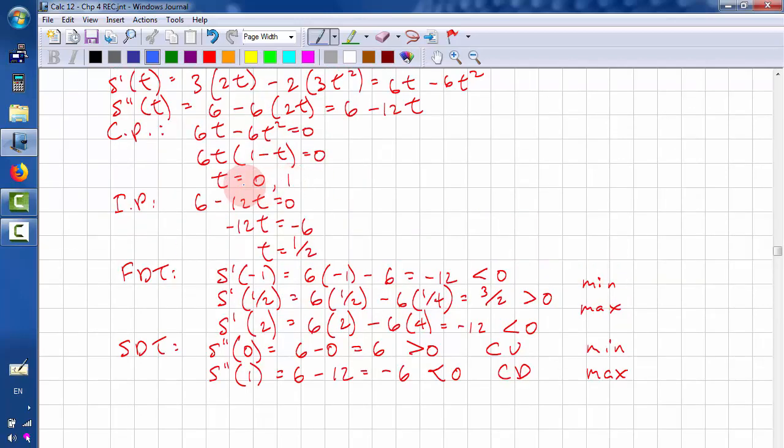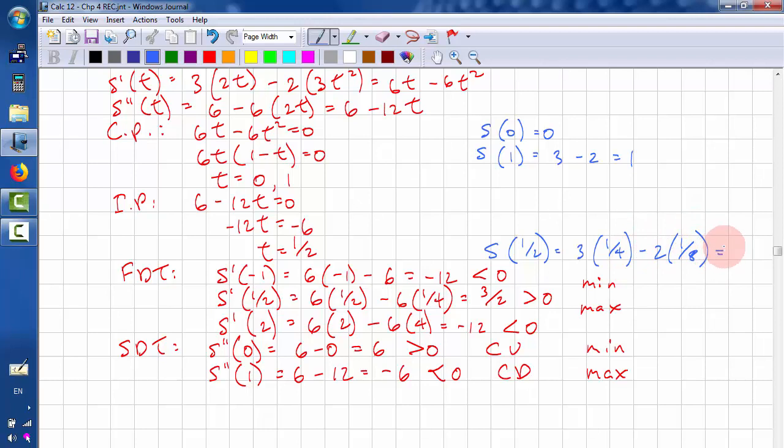Okay, we need to actually calculate our values. So S of 0 equals 0. S of 1 equals 3 minus 2, and that's 1. We need to calculate our inflection point, so S of 1/2 equals 3 times a quarter minus 2 times an eighth. That's 3/4 minus a quarter, so it's a half.